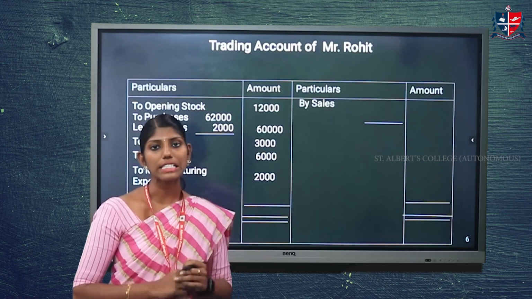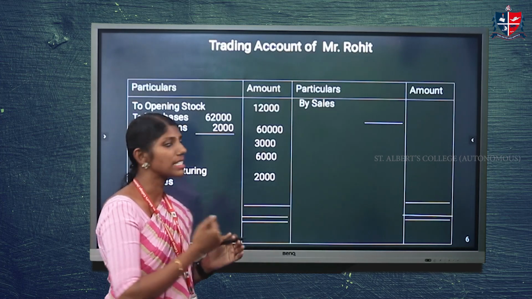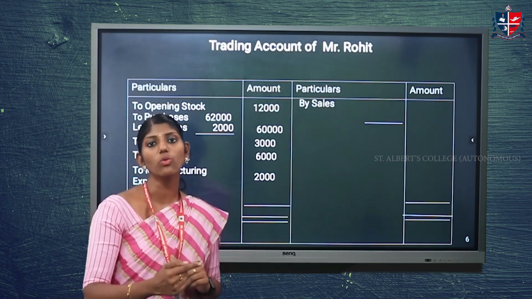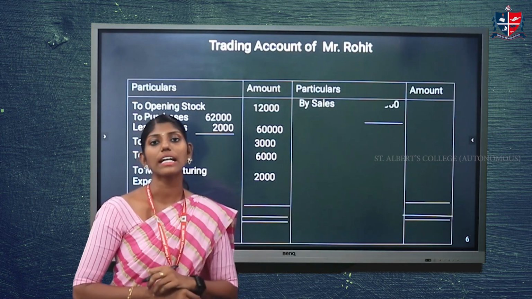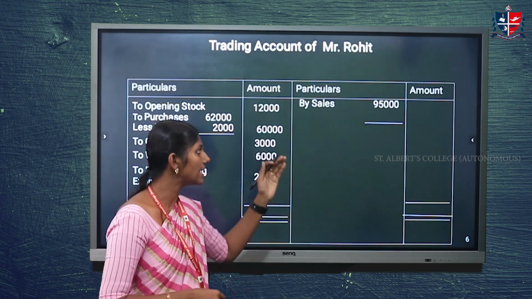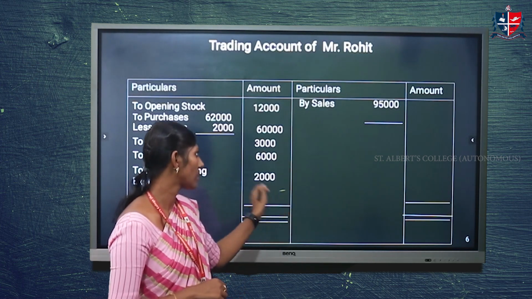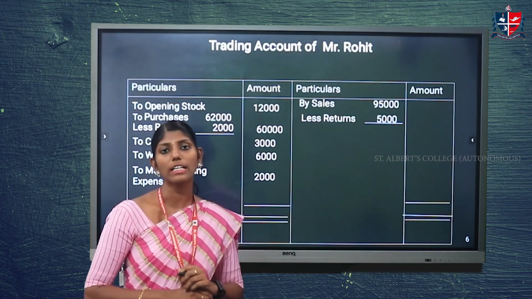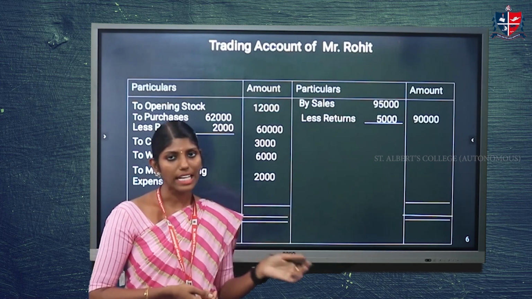Then next item is sales. Sales is written on the credit side. After entering all the items in the debit side, we have to move on to the credit side. The first item is sales and the amount is 95,000. From this sales, which we have written in the inner column, we have to deduct 5,000 returns. So less returns 5,000 and the balance amount 90,000 is written on the outer column. This is the sales amount.